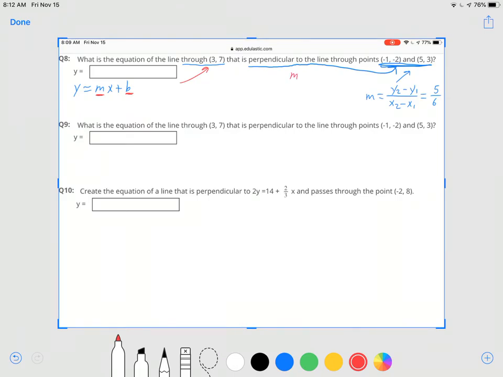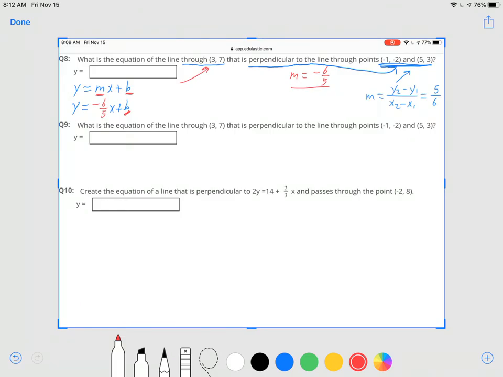The slope of our line is -6/5. Okay, so we can update our equation. Over here we can say that y equals -6/5 times x plus b. And now one way to find b, which is the last thing we need, is to plug in the coordinates of the point that our line passes through.